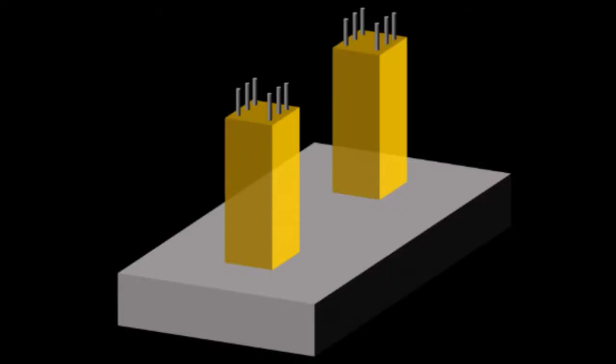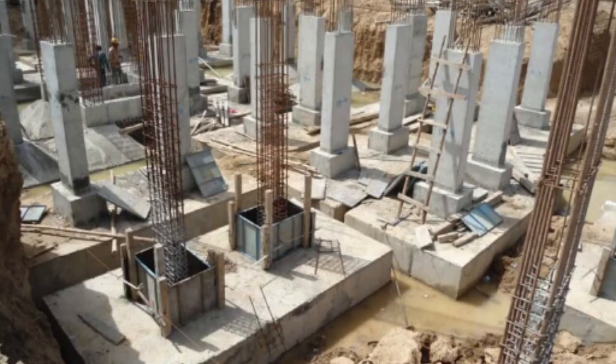This is a picture for combined footing, two columns having a single footing. It is called combined footing. This is the side picture for combined footing.